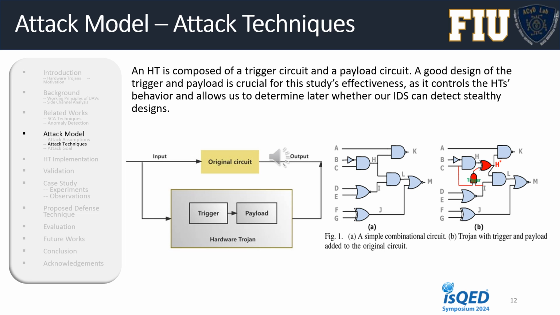And you can see here on the right, this is another example. So we have a simple combinational circuit, and then on part B a Trojan with the trigger and payload added to the original circuit. The trigger in this case would just be an AND gate, and the payload would be this XOR gate that's added here. Whenever this trigger is activated, it would send a value of 1 to this XOR gate, and it would change the output of the circuit.